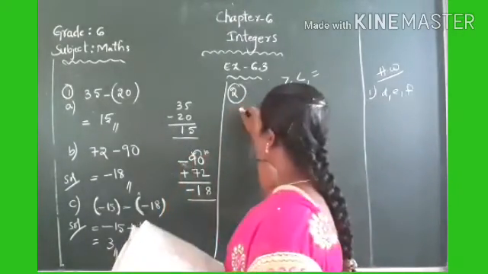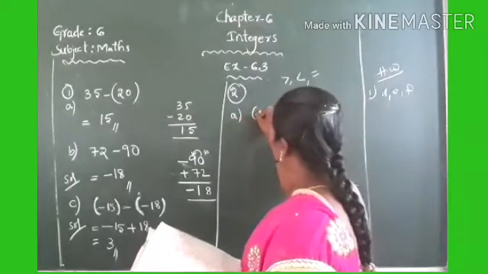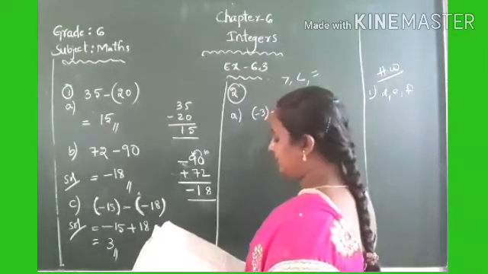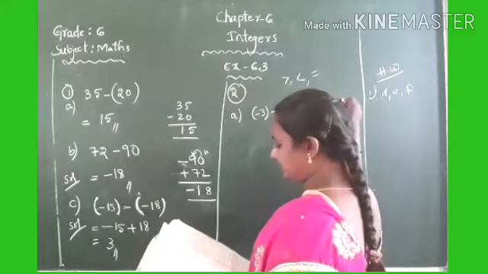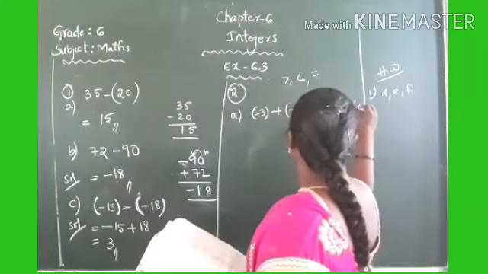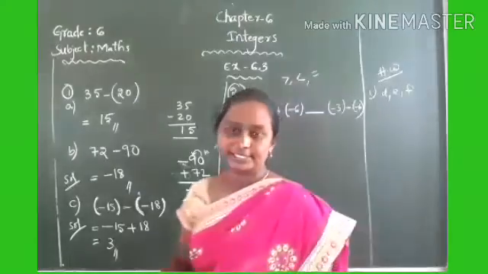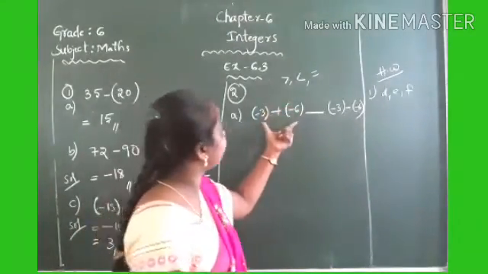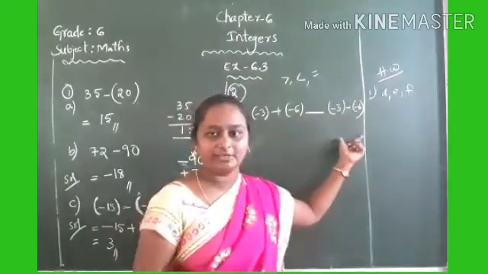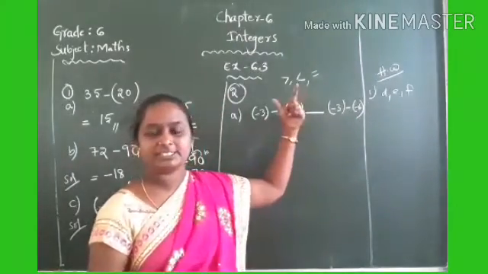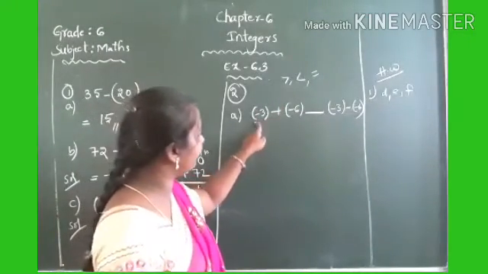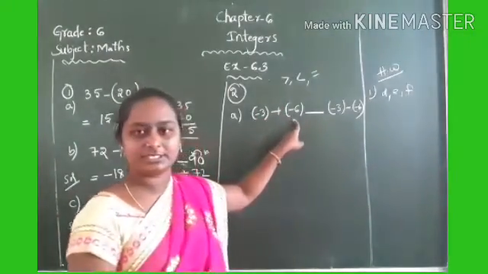Okay, first one, what is given? Minus 3 plus of minus 6, blank, minus 3 minus of minus 6. You have to show which value is greater or which is smaller. Now find first: minus 3 plus of minus 6.